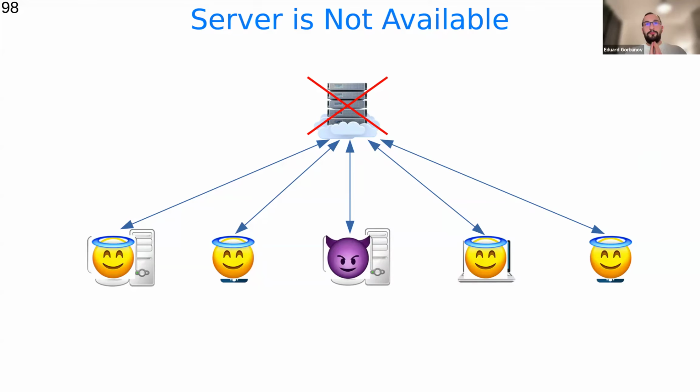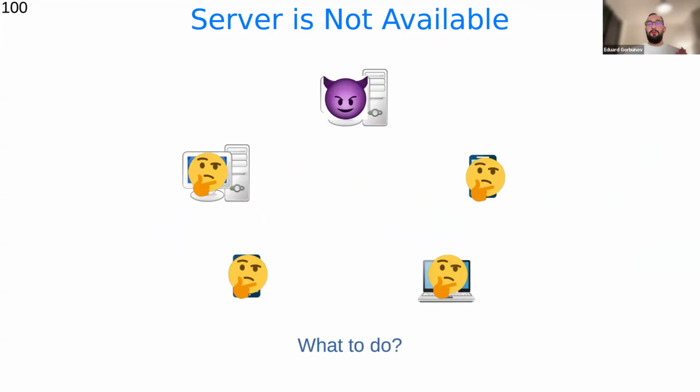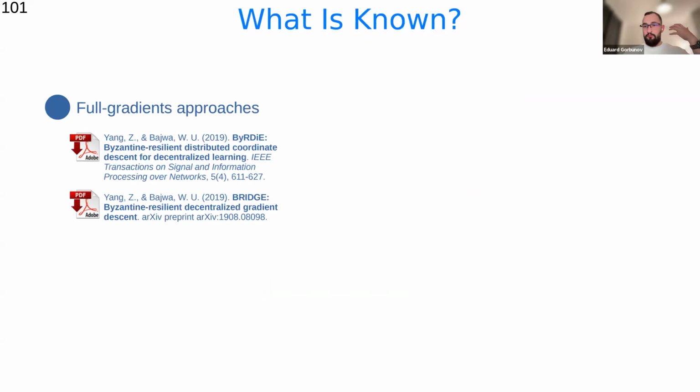Okay, so now imagine we don't have a server, but we have Byzantine clients. So what should we do? How to modify, maybe how to adjust existing approaches. In our paper, we focused on all-reduce type protocols, but it's also important to look at what was known before.